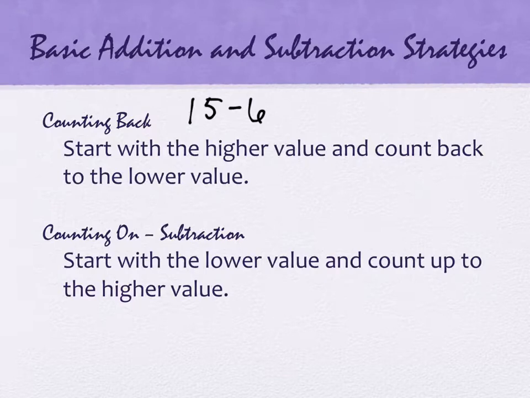Counting on means starting with the lower value and counting up to the higher value. So again, it's a subtraction strategy. 15 minus 6. So you start with 6, and instead of going from 15 back to 6, you go from 6 up to 15. And you're still counting again. 6, 7, 8, 9, 10, 11, 12, 13, 14, 15, and the answer is 9, because I've passed through 9 numbers to get that to happen.